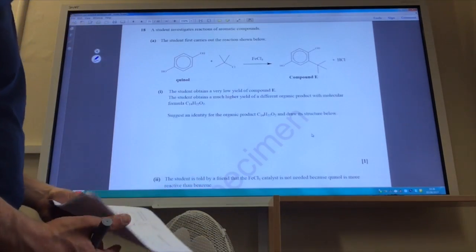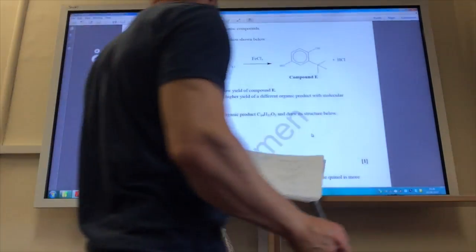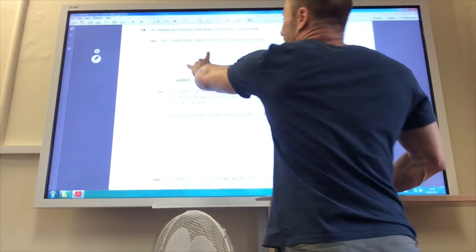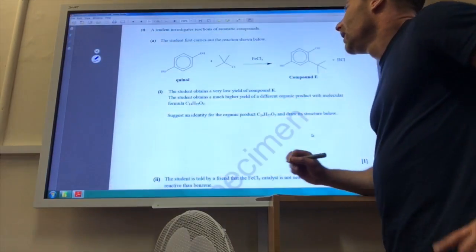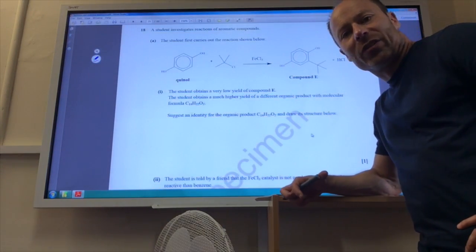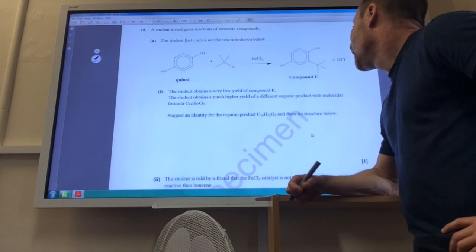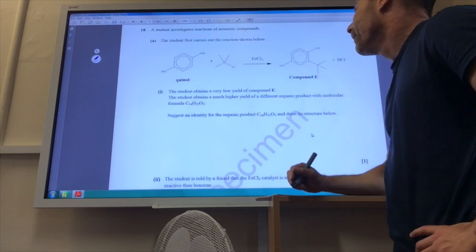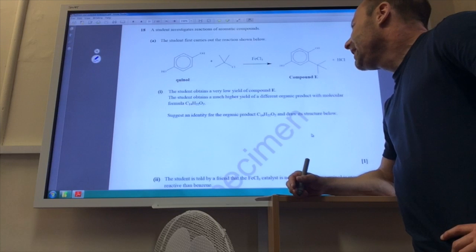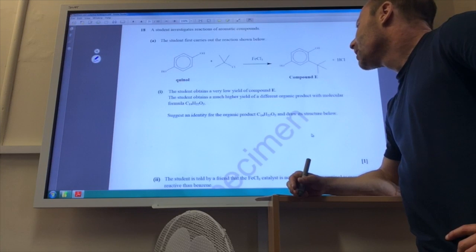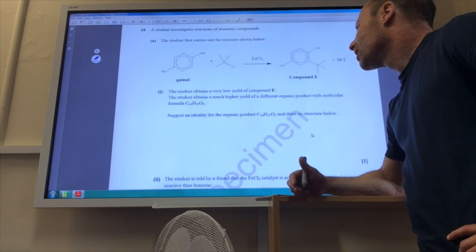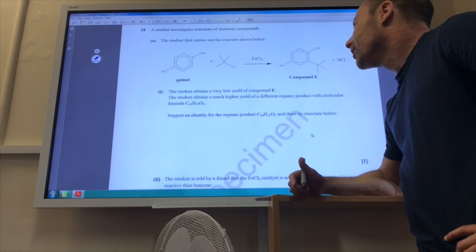Right, question 18 then. So I have got a diphenol here, and I'm doing a Friedel-Crafts reaction to pop on this alkyl group here. I obtain a very low yield of E, but a higher yield of a different organic product. Suggest an identity for it.